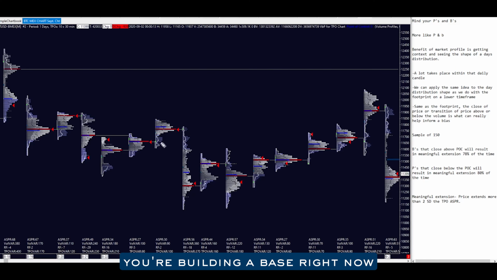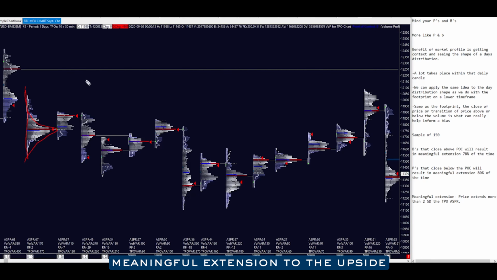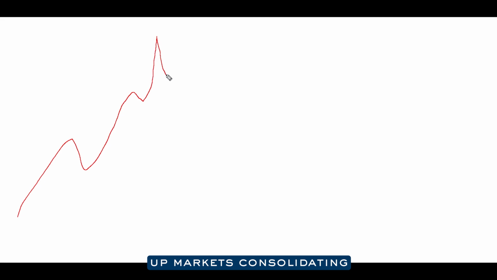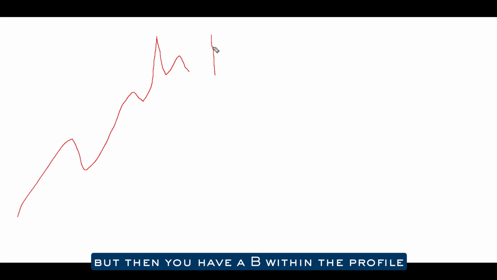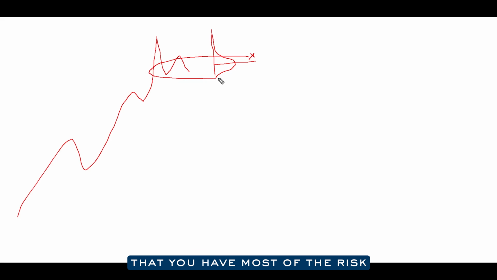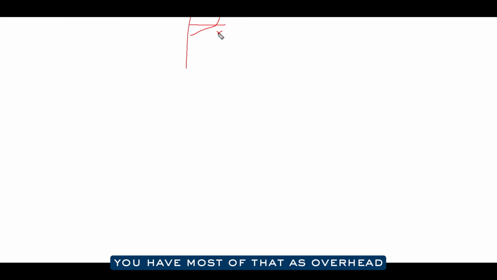The idea with B is you're building a base, all right? Now, again, meaningful response, meaningful extension to the upside. So if you're having a B within a downtrending market, maybe there's a less actionable setup, whereas a B in a move that has been moving up, we move up. Let's say we have a spike up, market's consolidating. I'm just drawing a line chart, but then you have a B within the profile and you're trading above that. It's just the idea, I want to force the idea down your throats, that you have most of the risk below you, right? And you're building a platform, you're building a base, versus when you have a P at the high, you have most of that as overhead.